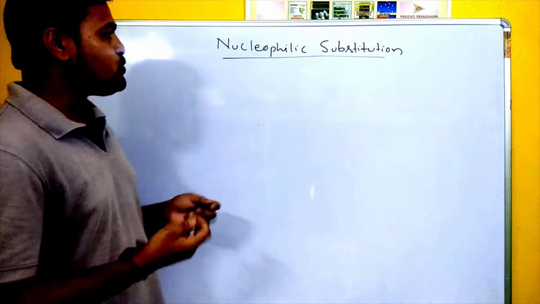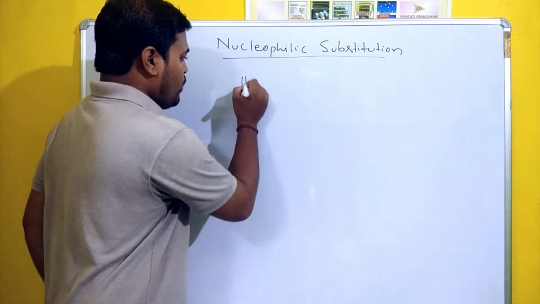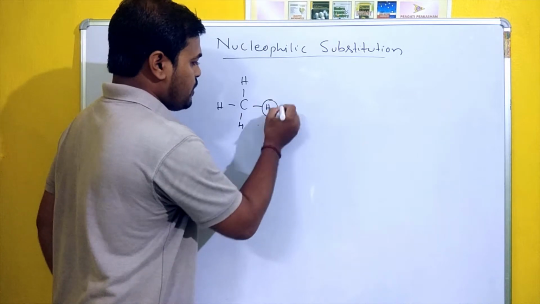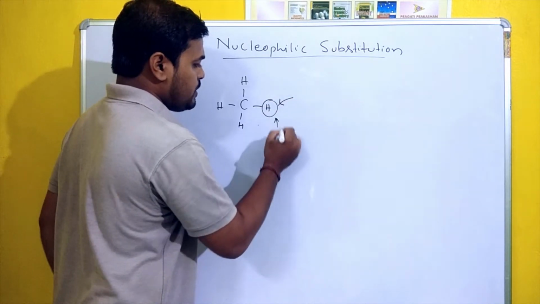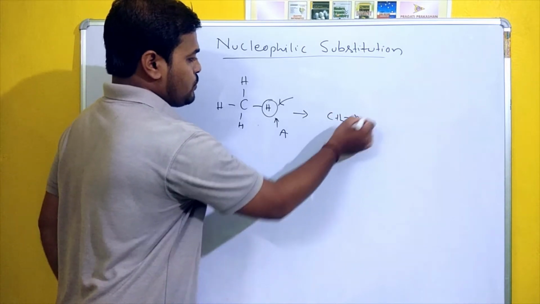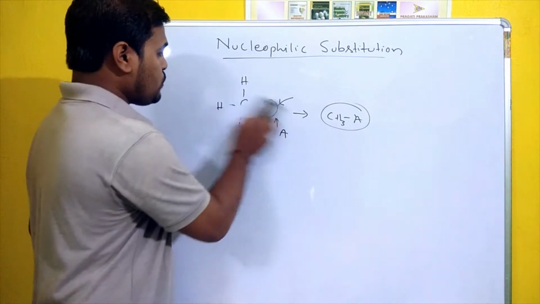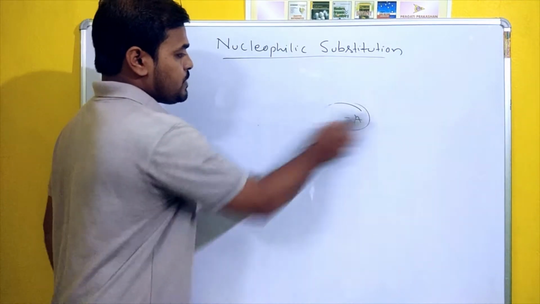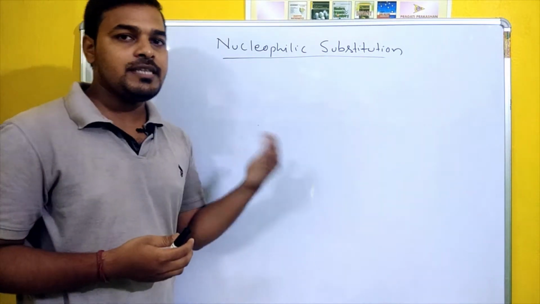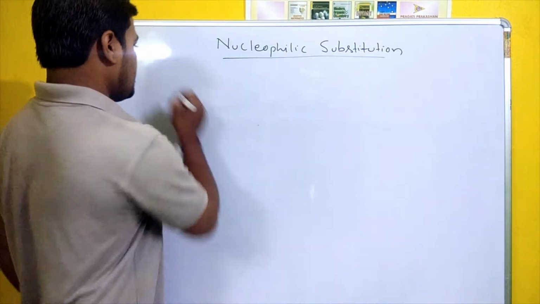Let's begin. As you know, a substitution reaction is a reaction where one of the atoms attached to the carbon is replaced by another atom. If hydrogen is replaced by another atom like A, then the compound is CH3A. So this is called a substitution reaction. So what is a nucleophilic substitution reaction? If a substitution reaction is initiated by a nucleophile, then it is called a nucleophilic substitution reaction.